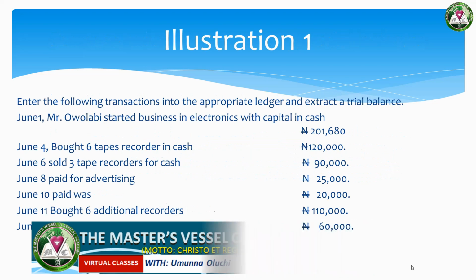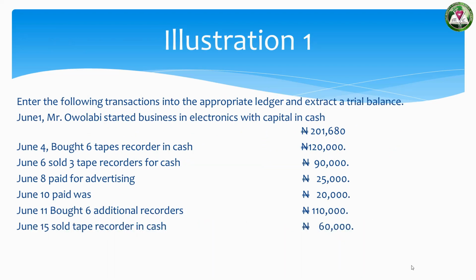Now let us illustrate it. Let us use this illustration. That is example 1. Enter the following transactions into the appropriate ledger and extract a trial balance. June 1, Mr. Owolabi started business in electronics with capital in cash of 201,680 naira. Be taking note of it. We are solving it together, all together. Then on June 4th, bought 6 tape recorders in cash, 120,000 naira.